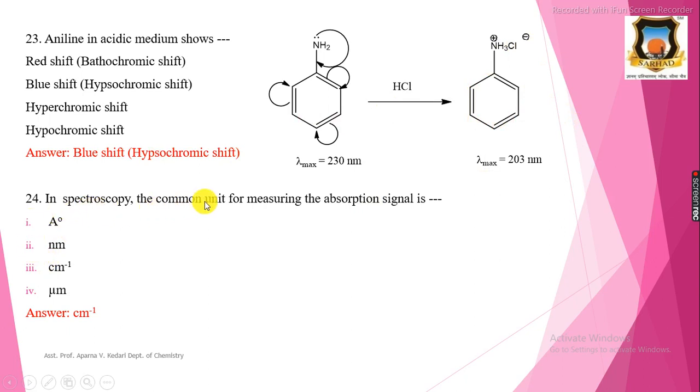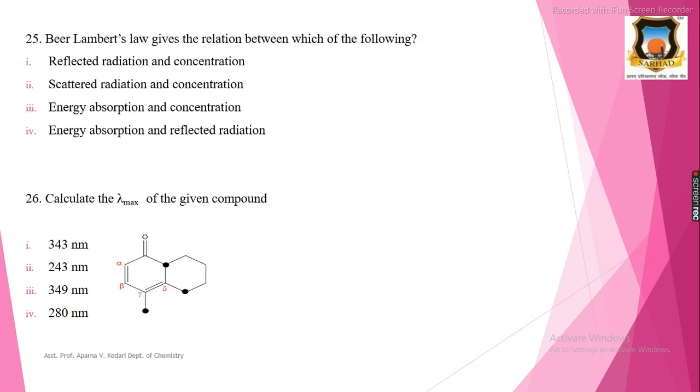Then in spectroscopy, the common unit for measuring the absorption signal is angstrom, nanometer, centimeter inverse and micrometer, and the correct answer is centimeter inverse. Then next question is, Beer-Lambert's law gives the relation between which of the following? First option is reflected radiation and concentration. Second option is scattered radiation and concentration. Energy of absorption and concentration, energy of absorption and reflected radiation. And the correct answer is energy of absorption and concentration. This is the correct option, correct answer.